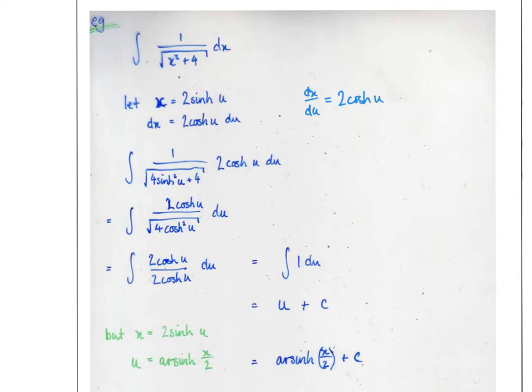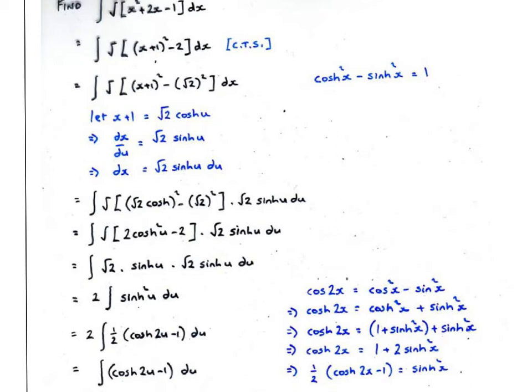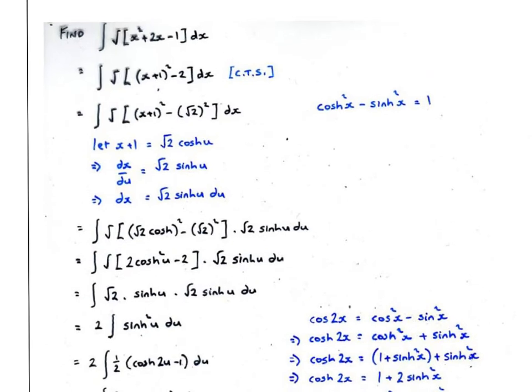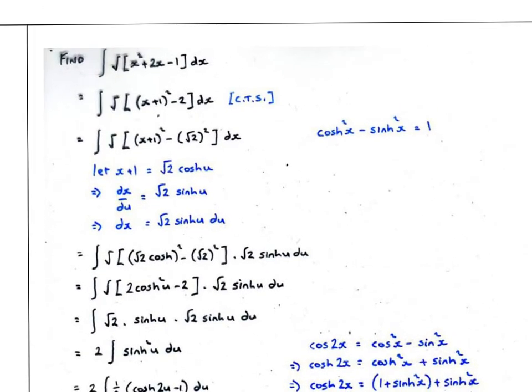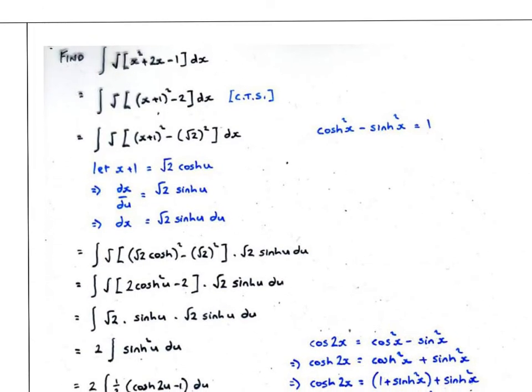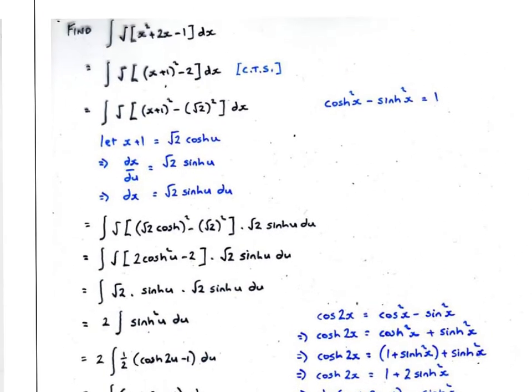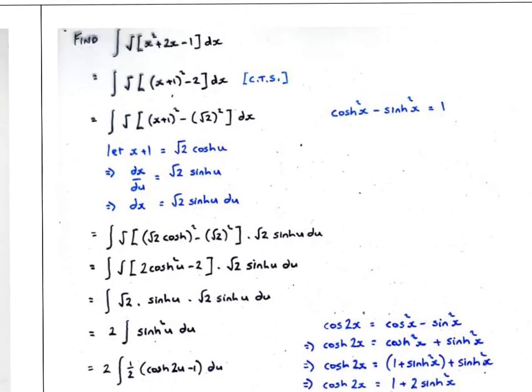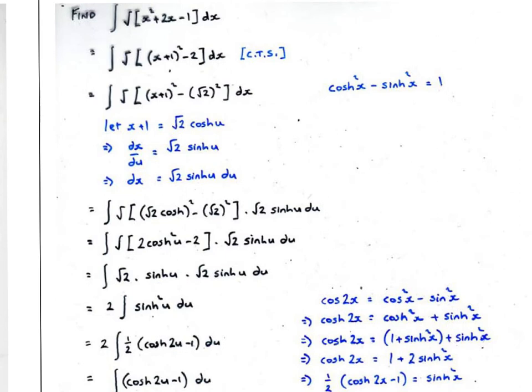Yeah, so now our next example, and this one is a wee bit trickier. Find the integral of x squared, root x squared plus 2x minus 1.